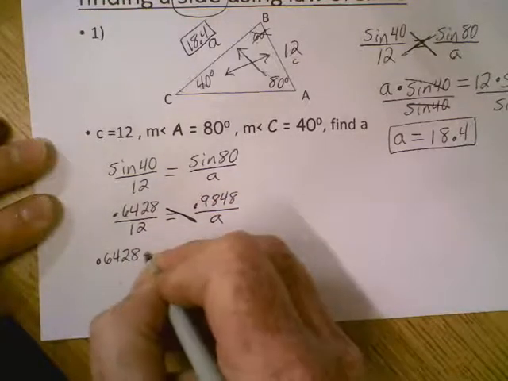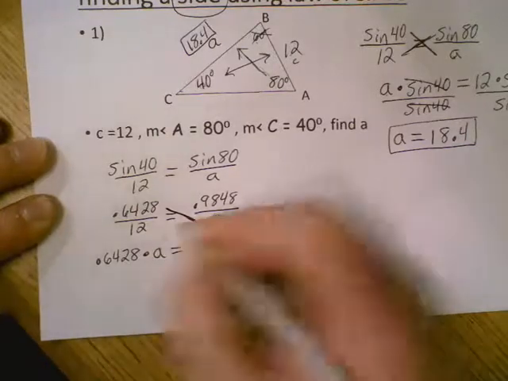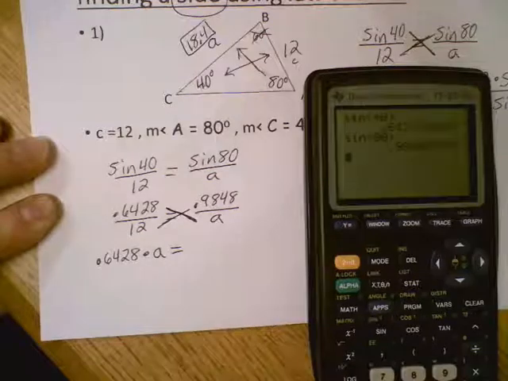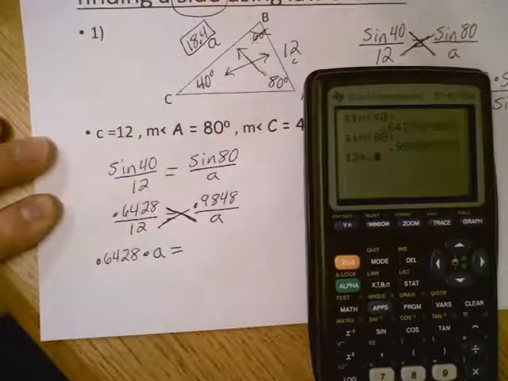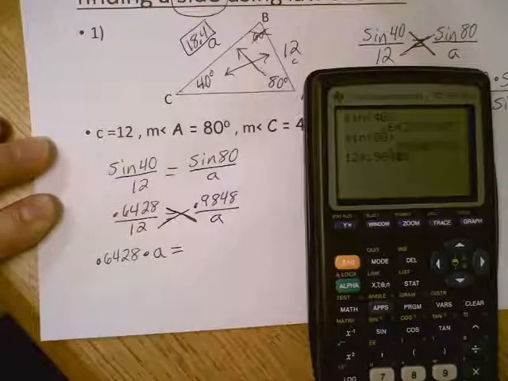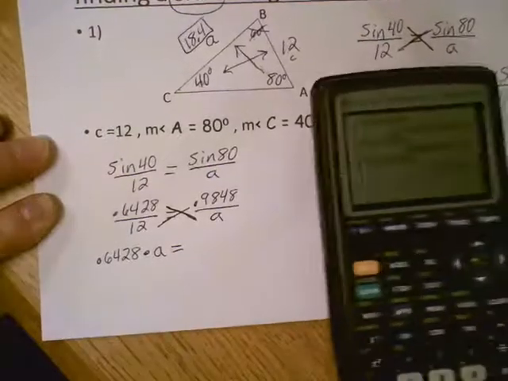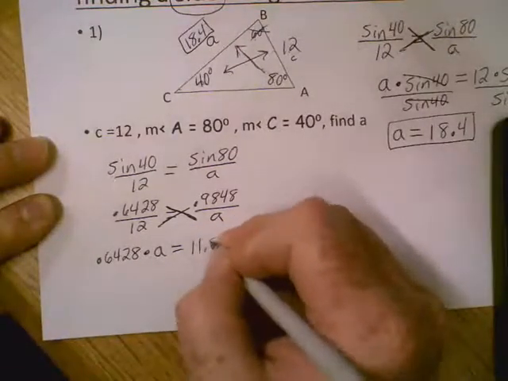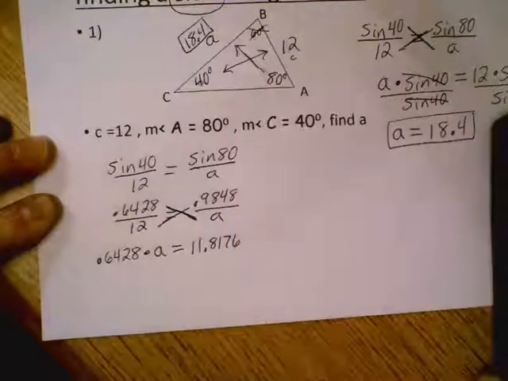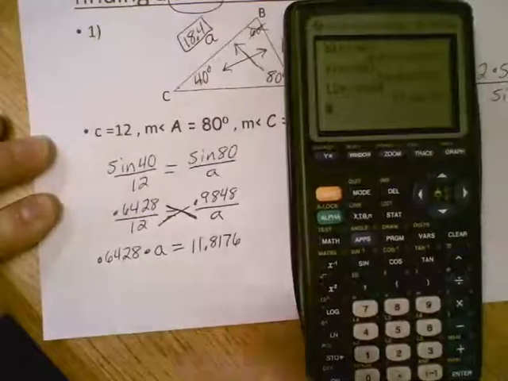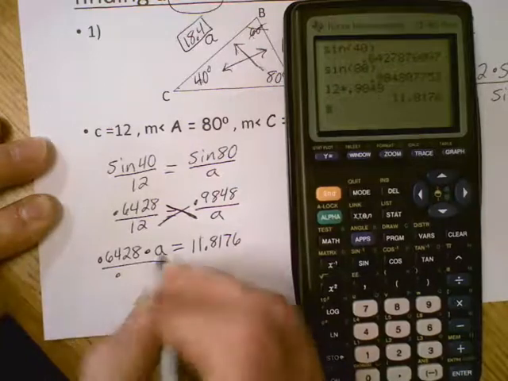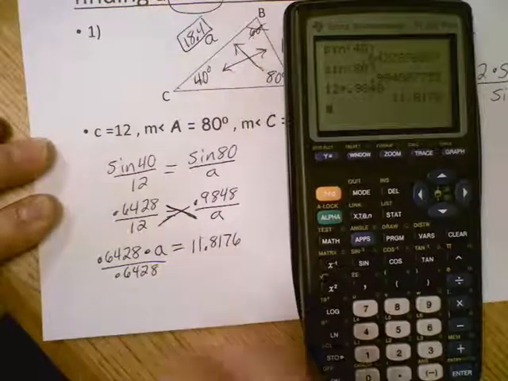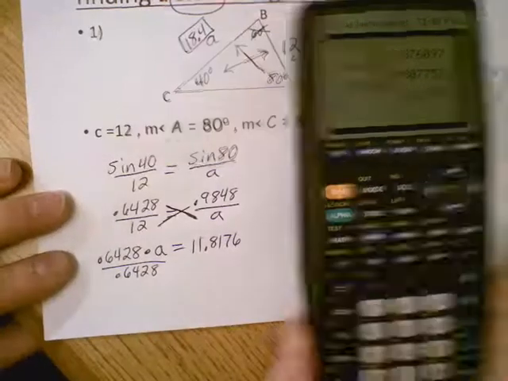0.6428 times a. And when I cross multiply this way, I can grab my calculator again, and I can do 12 times 0.9848. And I get 11.8176. You've already got that number on your calculator. The next thing you're going to do is divide. You're trying to get a by itself, so you're going to divide both sides by 0.6428.